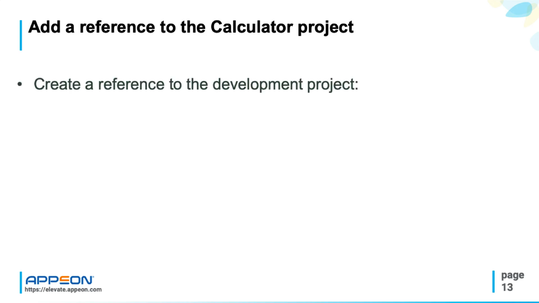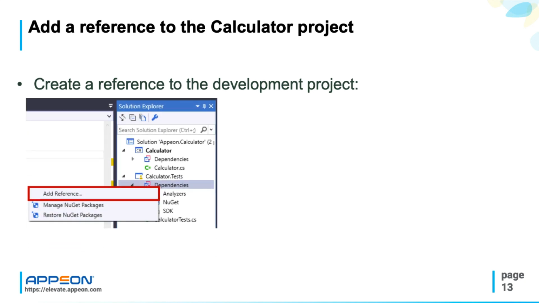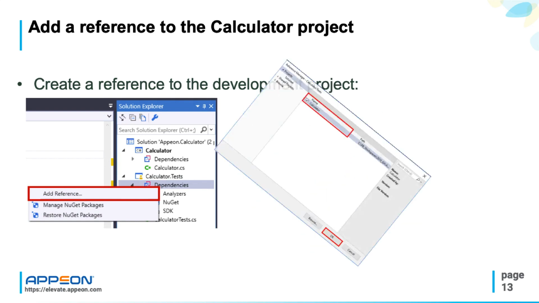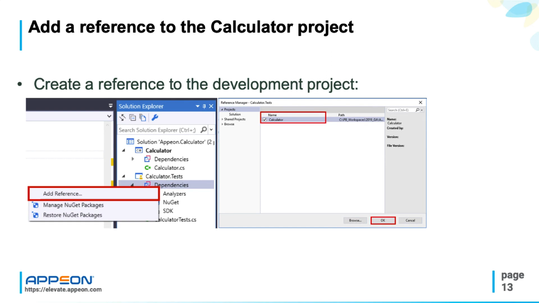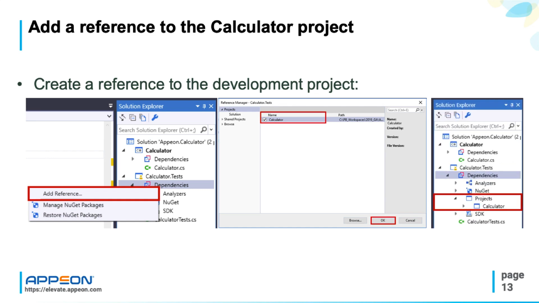Now that we have our testing class, we will create a reference to our actual development project. In order to do that, expand the dependencies item in the calculator.test project, then right-click on it and select Add Reference. Then you would select the calculator project and click OK. This will add the calculator project as a reference to our test.